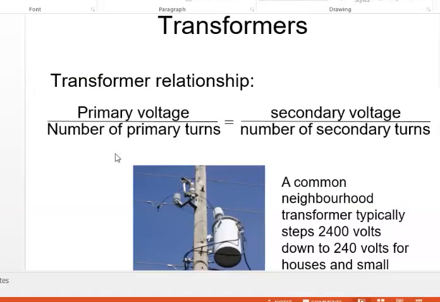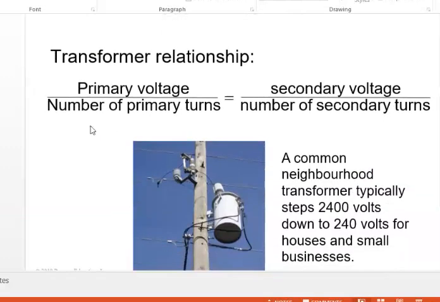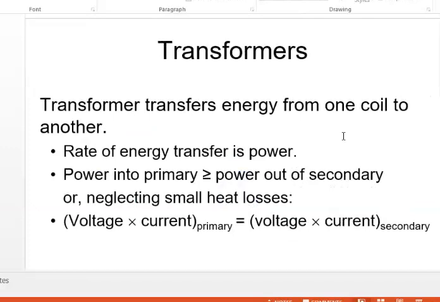So the transformer relationship: primary voltage divided by number of turns in the primary coil equals secondary voltage divided by number of turns in the secondary coil. Using this relation, you can correlate these. So a transformer transfers energy from one coil to another coil. That's why it is called a transformer. And you know well that a transformer is based on the electromagnetic induction principle. Rate of energy transfer is power.